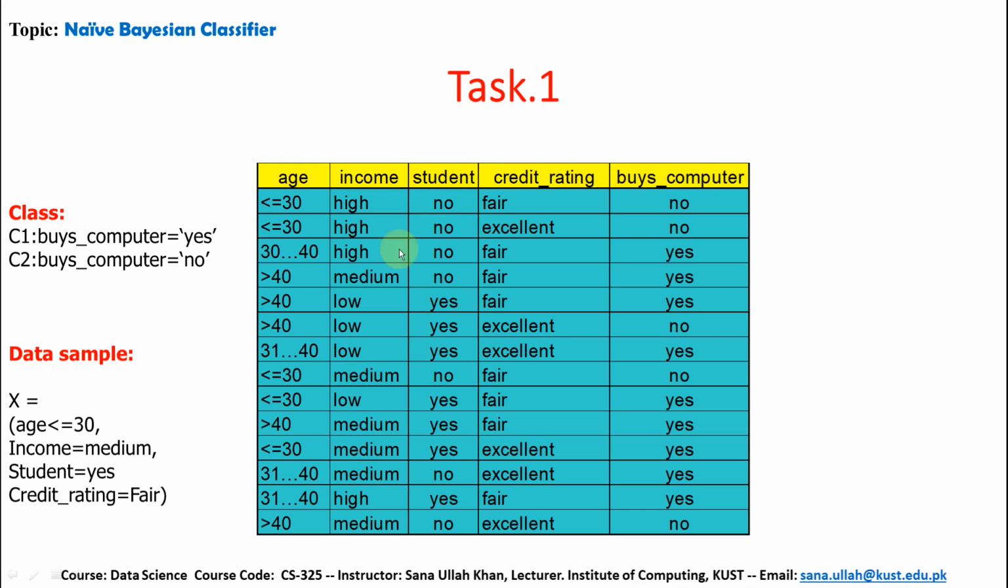Task 1. This is the training set. The features are age, income, student, credit rating, and the class is buys computer, no or yes. This is a binary classification problem. So class 1 is buys computer yes, class 2 is buys computer no. The data sample is unseen: age is less than or equal to 30, income is medium, student is yes, credit rating is fair. So what is the probability that this student buys a computer, yes or no?